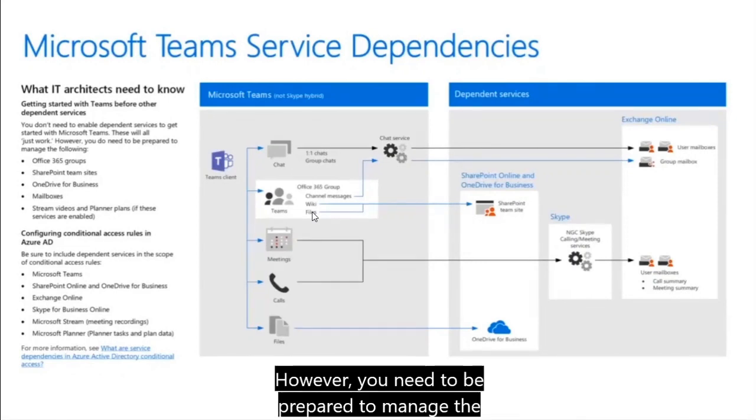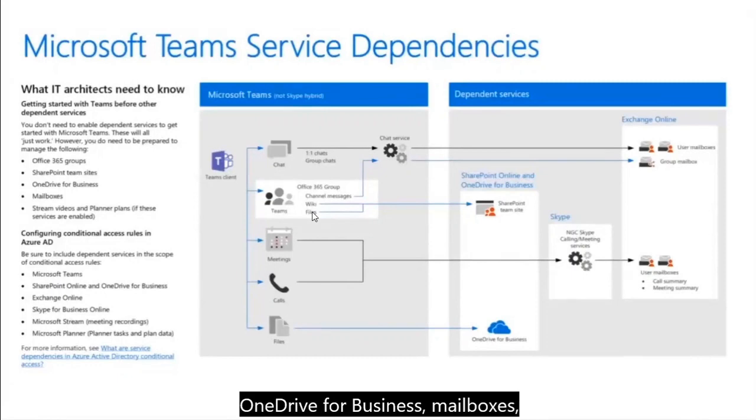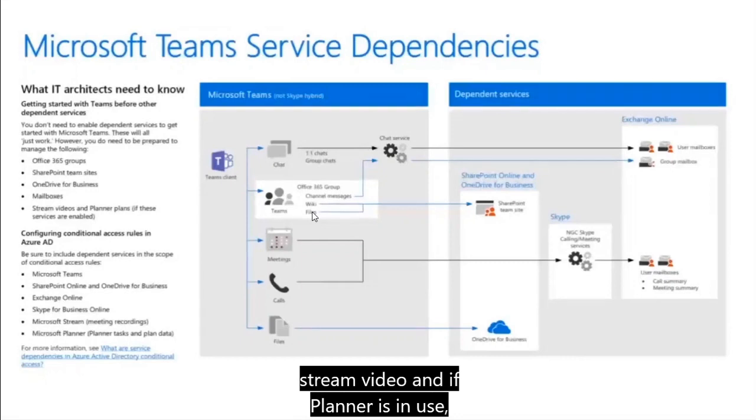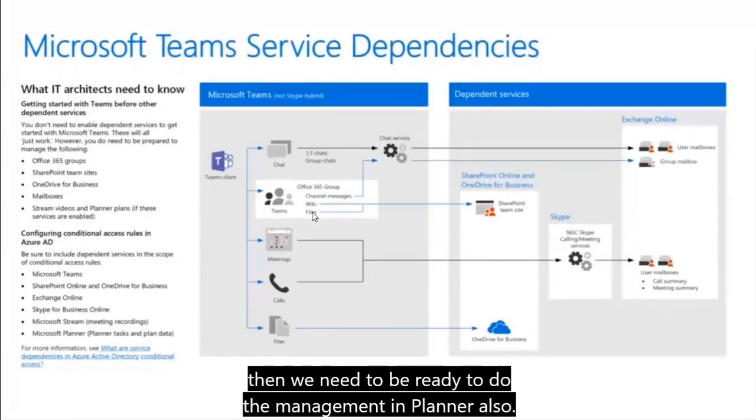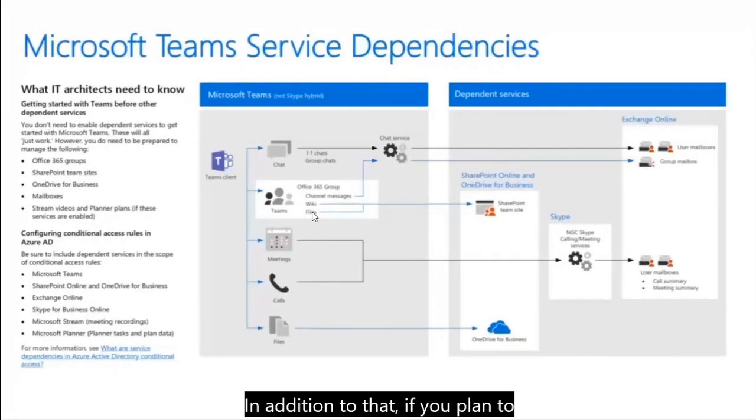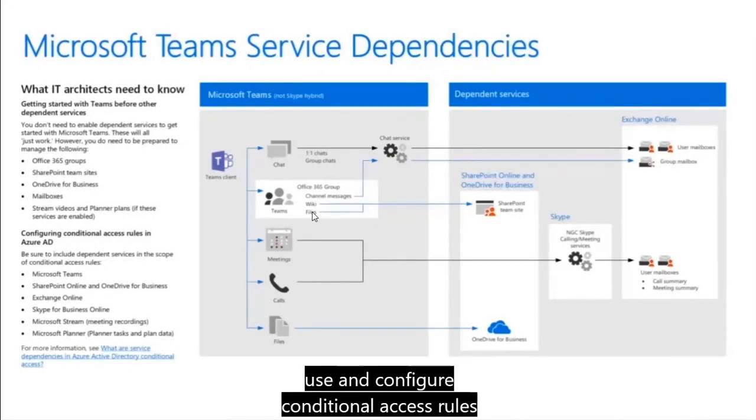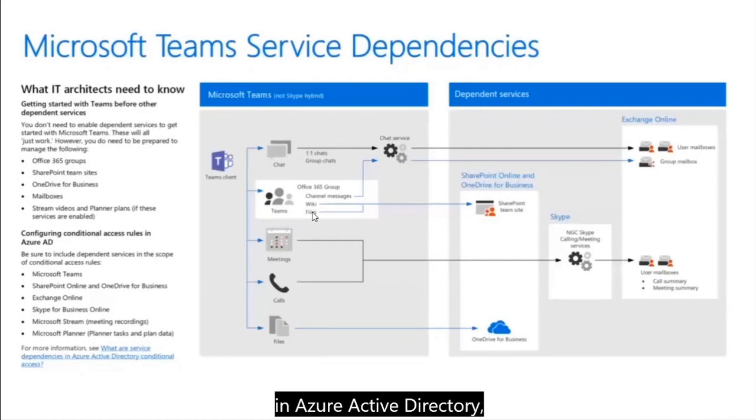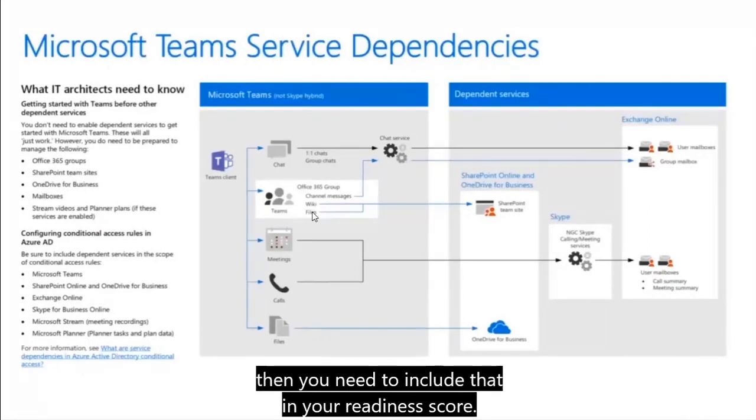However, you need to be prepared to manage the following: Office 365 groups, SharePoint team sites, OneDrive for Business, mailboxes, Stream video, and if Planner is in use, then you need to be ready to do the management in Planner also. In addition to that, if you plan to use and configure conditional access rules in Azure Active Directory, then you need to include that in your readiness score.